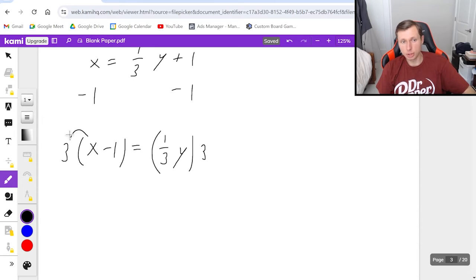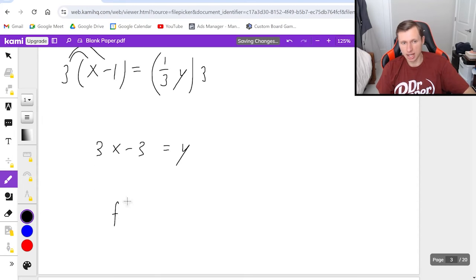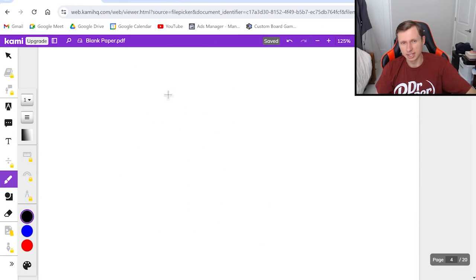I can distribute the 3 if I want. That would be 3x minus 3 equals y. And that's basically my answer, except I would write f inverse of x equals 3x minus 3. And now we're done. And that's it. So hopefully you got that one right. If not, we have another example.